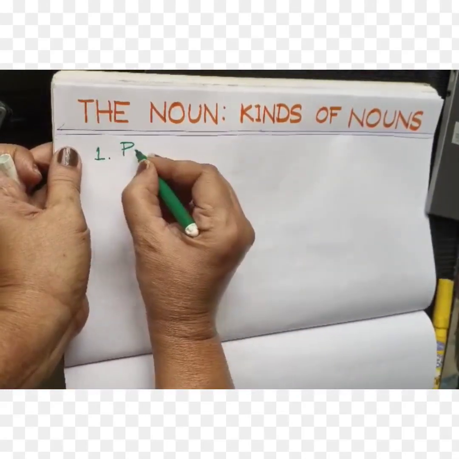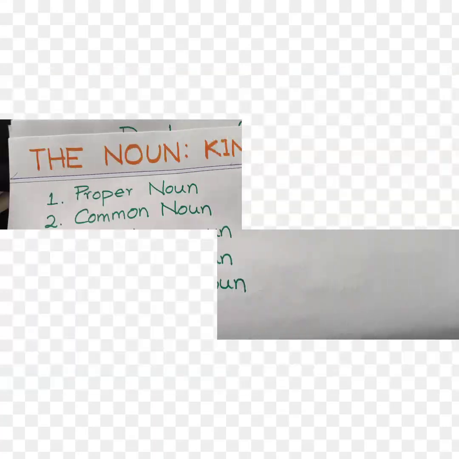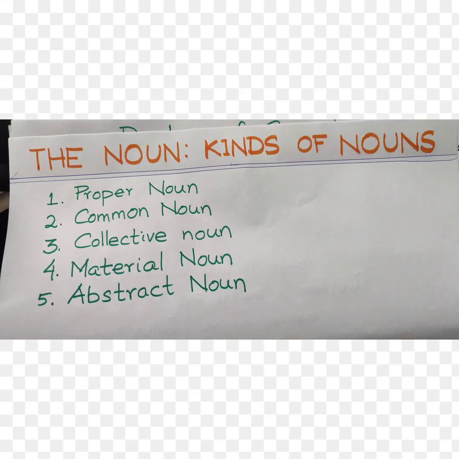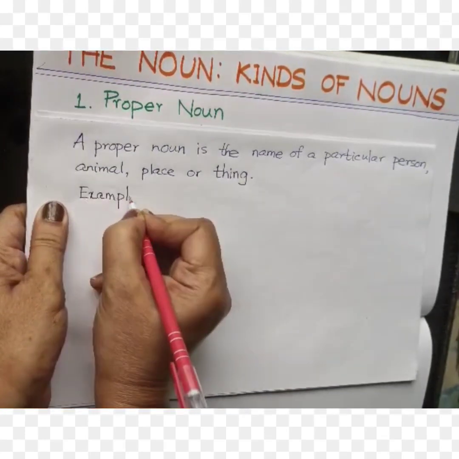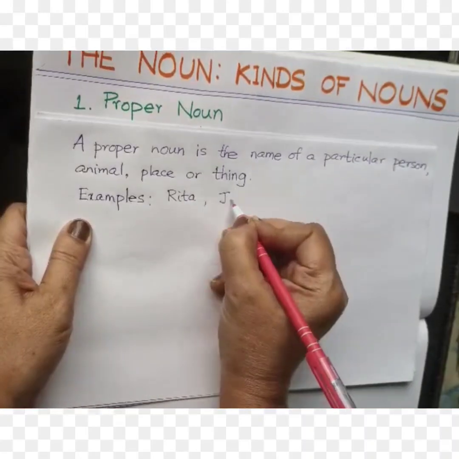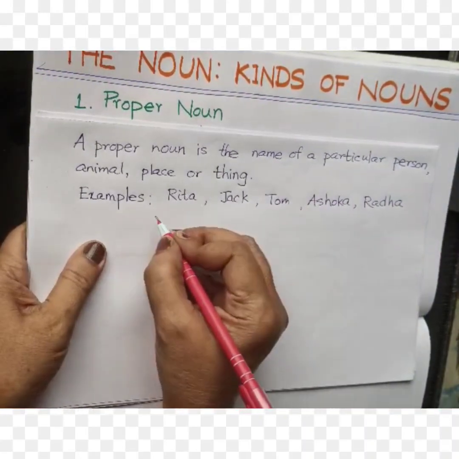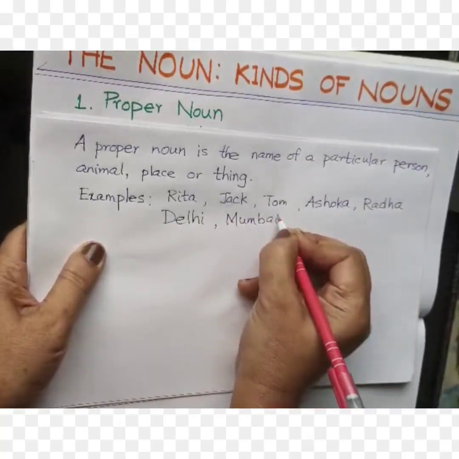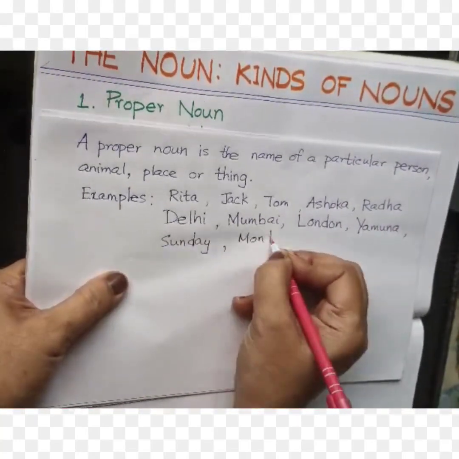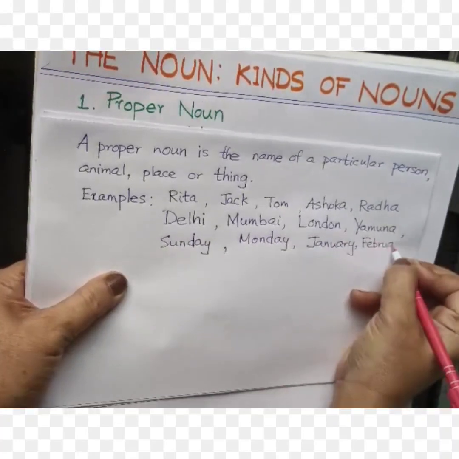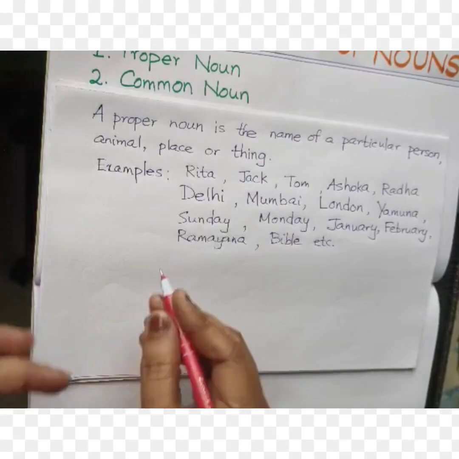First, let us discuss proper noun and common noun. A proper noun is the name of a particular person, animal, place or thing. Examples: Rita, Jack, Tom, Ashoka, Radha, Delhi, Mumbai, London, Yamuna, Sunday, Monday, January, February, Ramayana, Bible, etc.